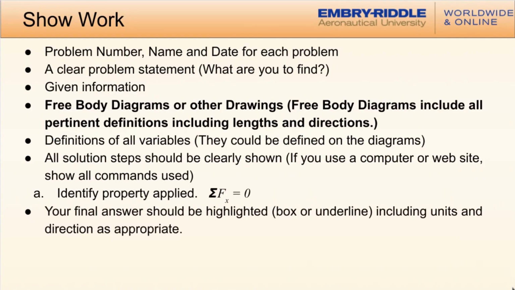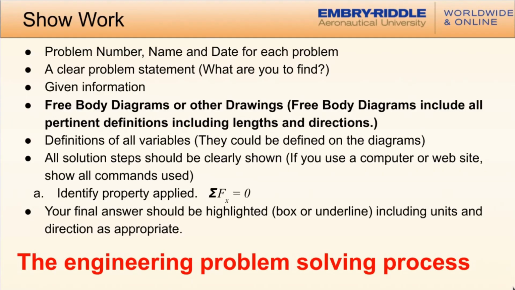Your final answer should be highlighted, boxed or underlined. Make sure you include units and direction as appropriate. This really is the engineering problem solving process. We look at what we're after, what's the question, gather our information, try to organize the information in a drawing, and then go to solving the problem. And when we solve the problem, again, we need to know what we did, what relations or equations we applied.